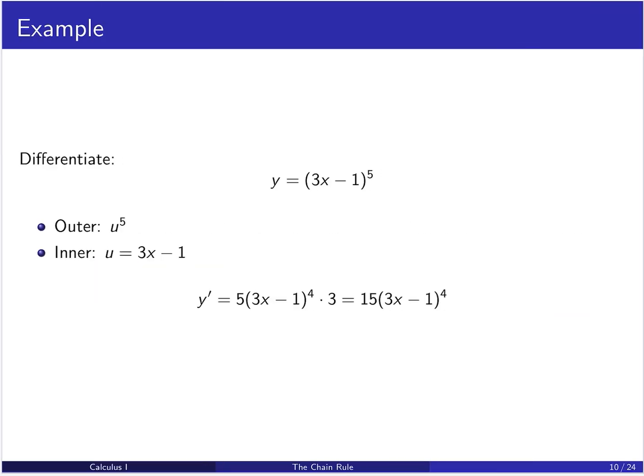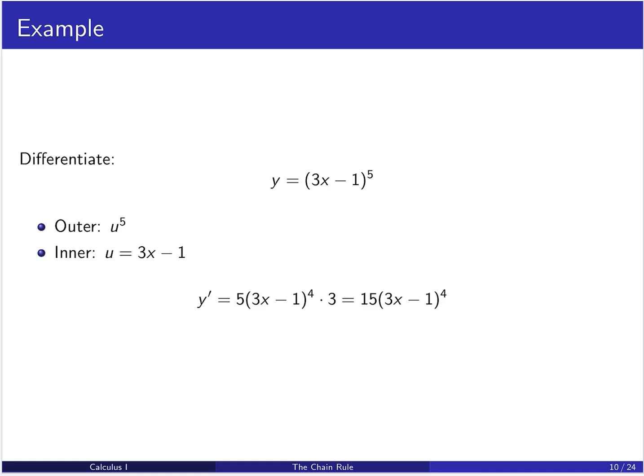So we have another example here. Y equals 3x minus 1 to the power 5. So this is a power with compound base. 3 steps. So what is the first step? Outer function is u to the 5. Derivative of u to the 5 is 5u to the power 4. So we can write here 5, here u is 3x minus 1 to the power 4.